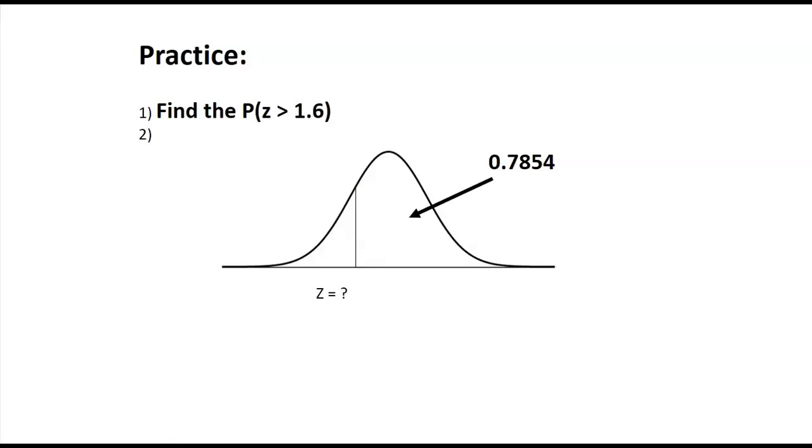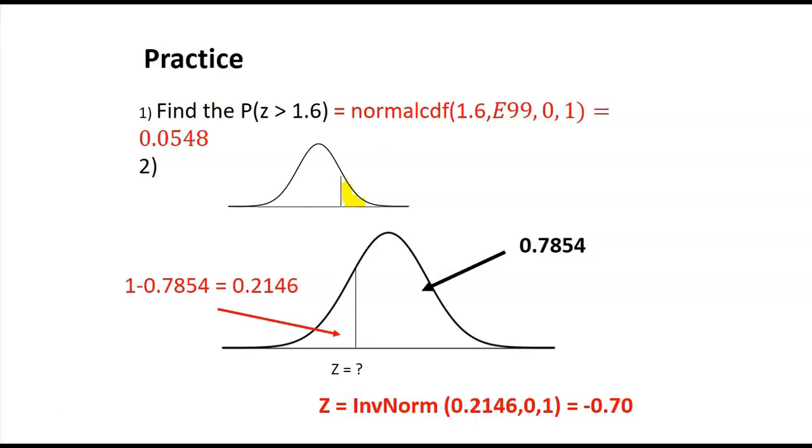Okay, here's a couple for you to practice with. Decide whether you'll do the normal CDF or the inverse norm, and then try to answer these. Okay, on the first one, you're finding a probability. So because I'm finding a probability, I'll do a normal CDF, and it would be a right tail. So it's going to be 1.6 to infinity, and we get this answer.